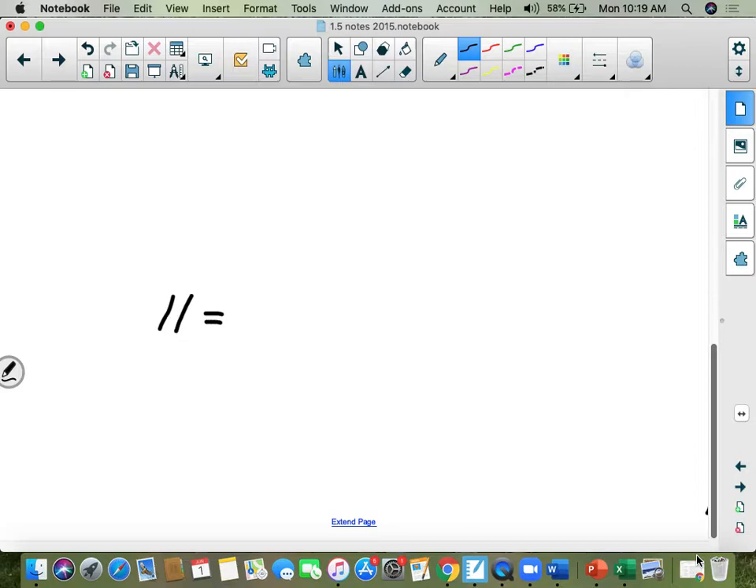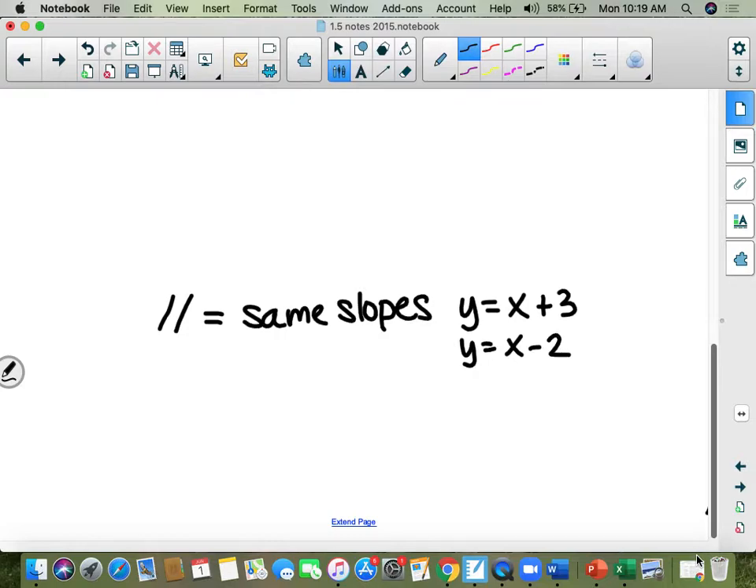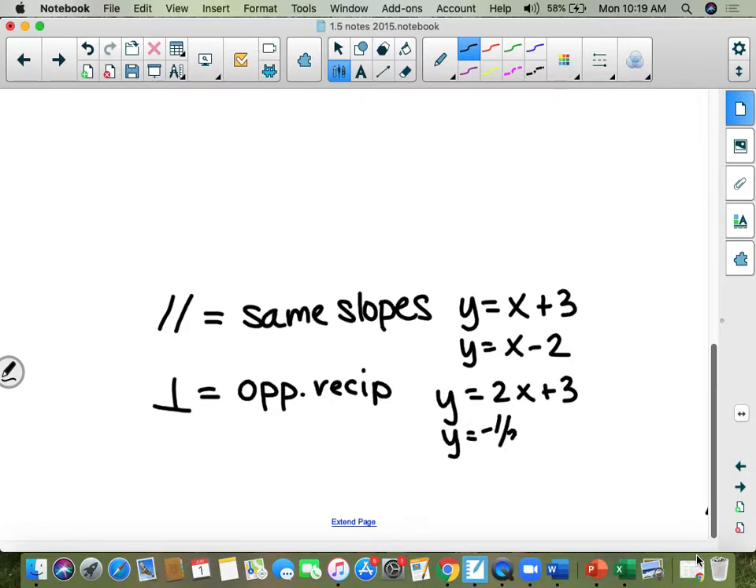Parallel lines have the same slopes. Y equals x plus 3, y equals x minus 2. They both have a slope of 1. Perpendicular lines have opposite reciprocals. Y equals 2x plus 3, y equals negative 1/2 x plus 4. Opposite reciprocals.